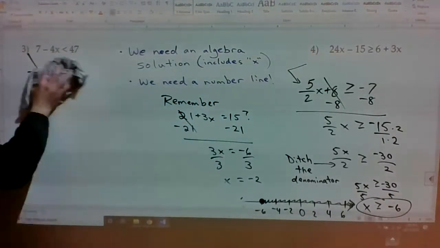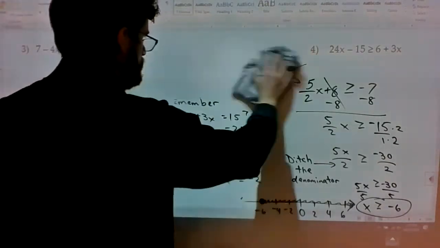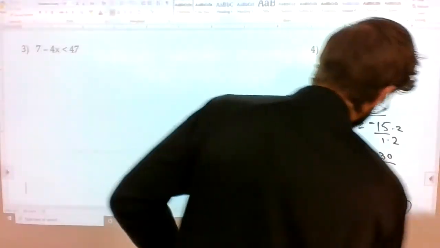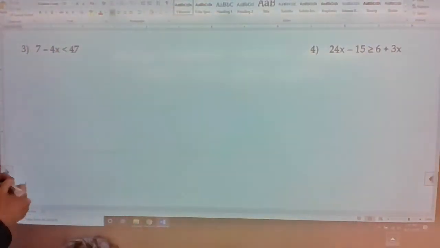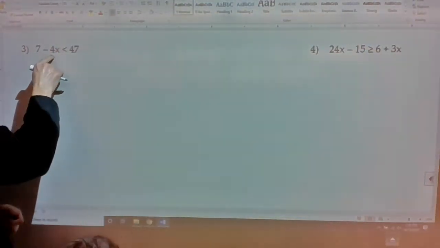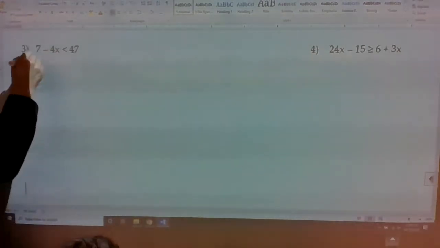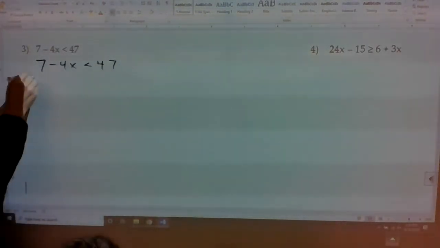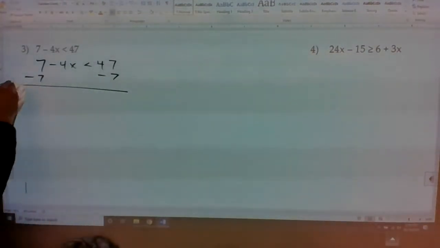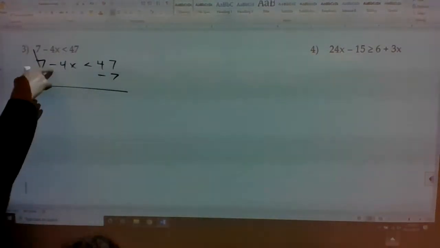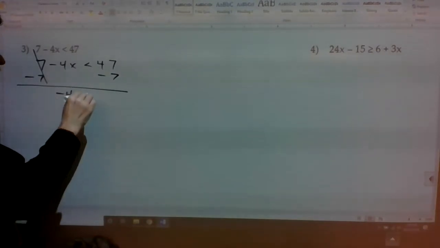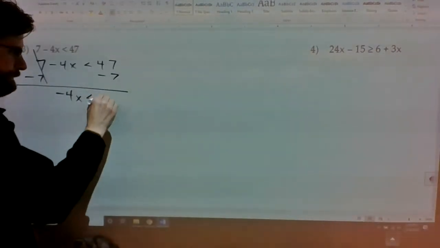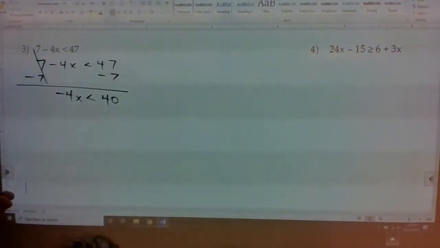Check out number 3. Seven minus 4x is less than 47. So I'm going to subtract 7 from both sides first. It's 0 minus 4x is less than 47 minus 7. All right, now something tricky happens here.